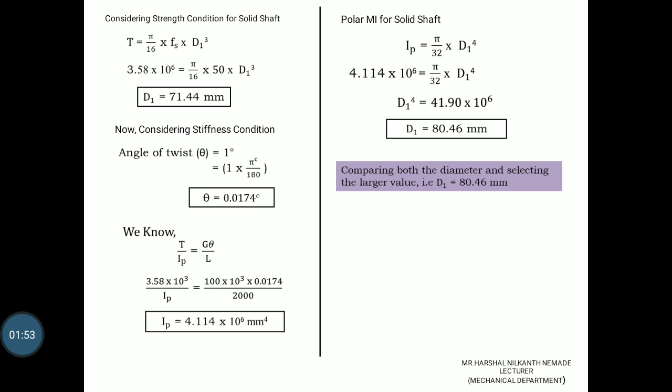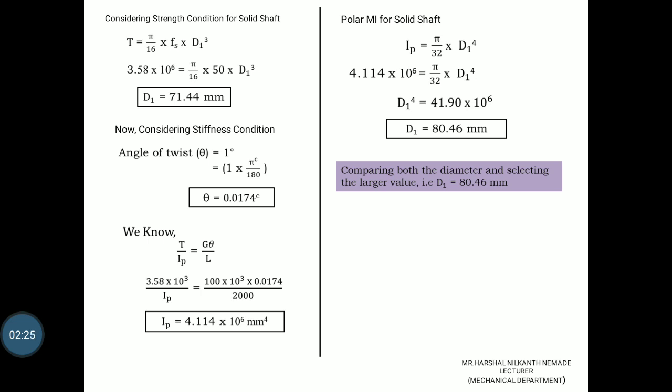Now considering the stiffness condition. For the stiffness condition, angle of twist is given 1 degree. So 1 multiplied by pi upon 180, I will get theta is equal to 0.0174. We know the formula for torsion is T upon IP is equal to G theta by L. So substituting the values, I will get IP is equal to 4.114 multiplied by 10 to the 6 mm raised to 4.